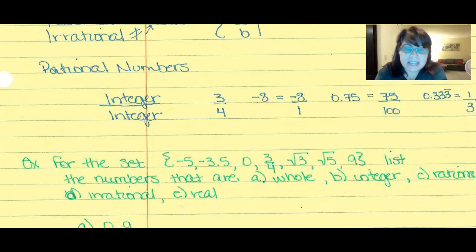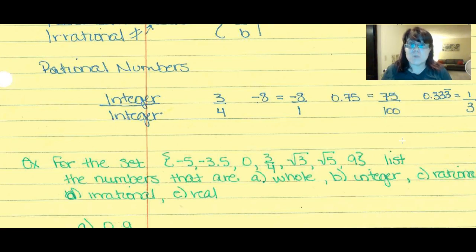All right, so let's take this set of numbers: negative 5, negative 3.5, 0, 3/4, square root of 3, square root of 5, and 9. But before I do that, I do want to say one thing about irrational numbers. We said rational numbers are any number you can put in the form of an integer in the numerator over an integer in the denominator. But I also said, since a decimal that stops, that terminates, I can put into a fraction, and if it repeats, I can put it into a fraction. So an irrational number is a decimal that does not terminate and does not repeat. Pi is an excellent irrational number. E is an irrational number. The square root of 2 is irrational. Square root of 3. Any non-perfect square root is an irrational number.